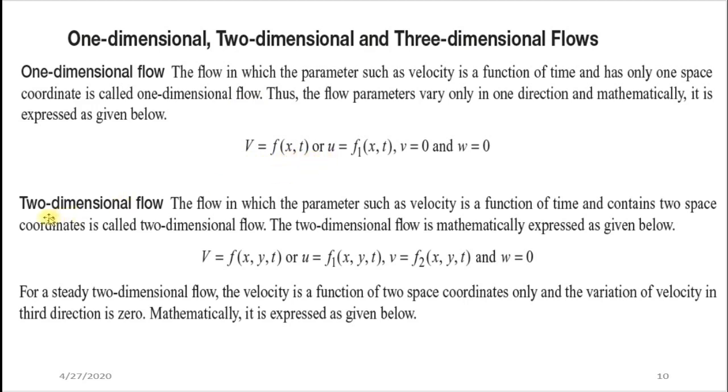Then two dimensional flow is the flow in which the parameter such as velocity is a function of time and contains two space coordinates. Two means x comma y, or y comma z, or x comma z, any two space coordinates. That is written here: V is a function of x comma y comma t. t is time, x and y are space coordinates.